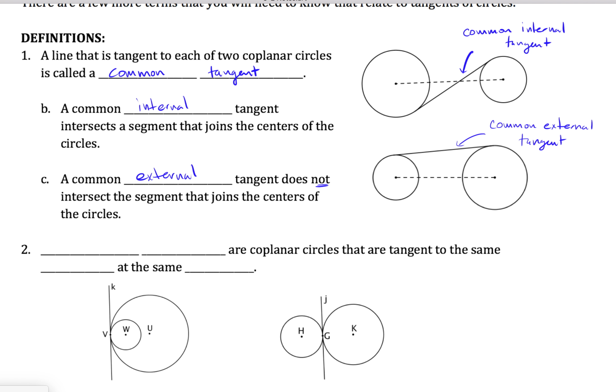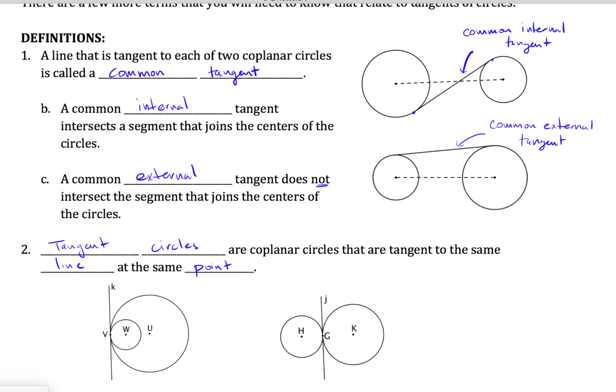And lastly, another couple phrases that you're going to need to know is this idea of tangent circles. Tangent circles are coplanar circles that are tangent to the same line at the same point. So in other words, if I look up here at this example, I have two circles that are tangent to the same line. But these circles don't fit the definition of tangent circles because they're not both tangent to this line at the same place. This bigger circle looks like it's tangent at about this point. This little circle looks like it's tangent at about a point right here, not tangent at the same place.